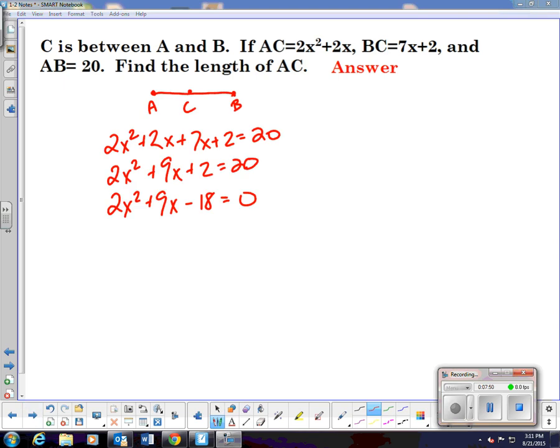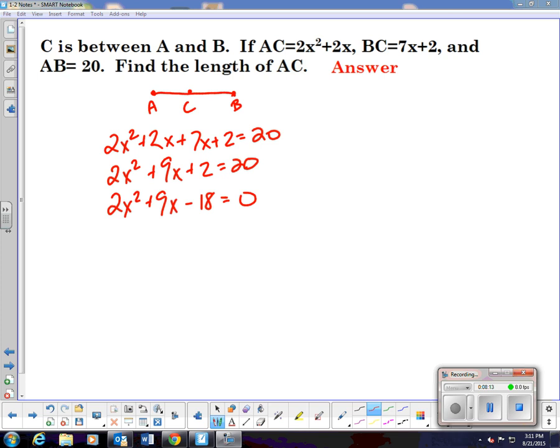All right, if you started the video, I went ahead and did the setup. So I had the part plus the part is equal to the whole: 2x squared plus 2x plus 7x plus 2 equals 20. I started simplifying it, combining my like terms, and then I got it equal to 0 because this is a quadratic. Now I turned the video on so that you can follow along with me, and I'm going to go through the slip and slide method. I love the slip and slide method.